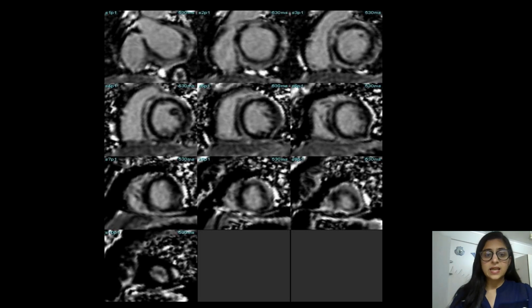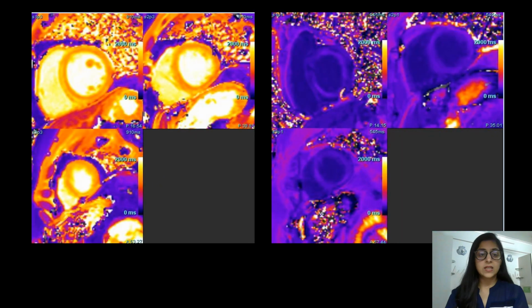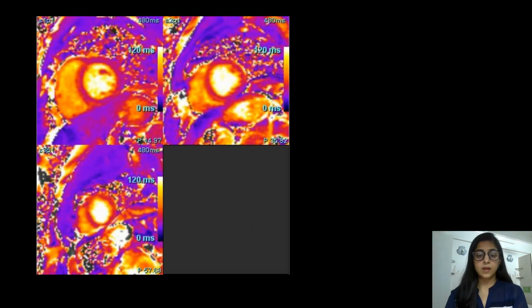Here we see extensive mid-myocardial and epicardial late gadolinium enhancement. What is to be noted is the smooth and regular margins. Here we see ring-like epicardial LGE. We see increased values on pre and post-contrast T1 mapping. Again, increased values on T2 mapping are noted.